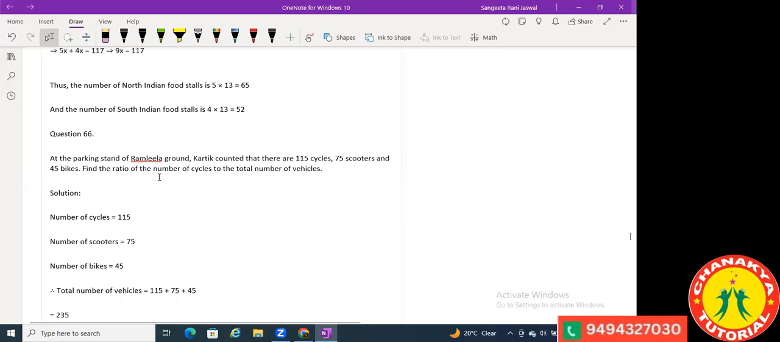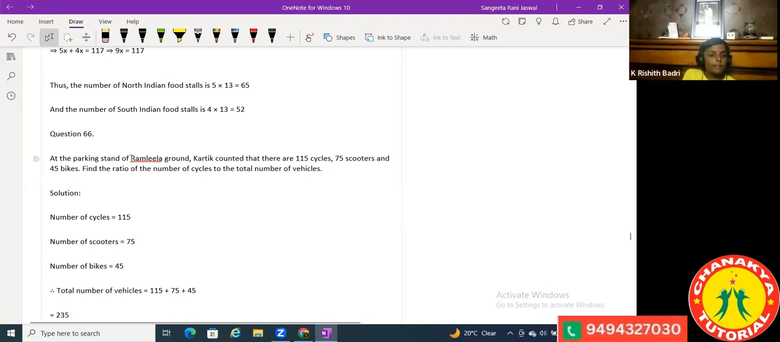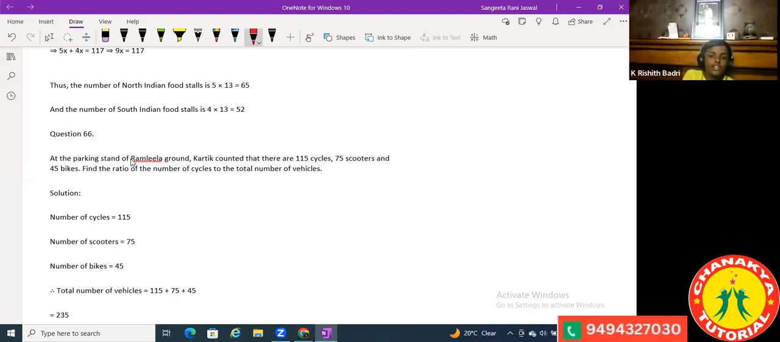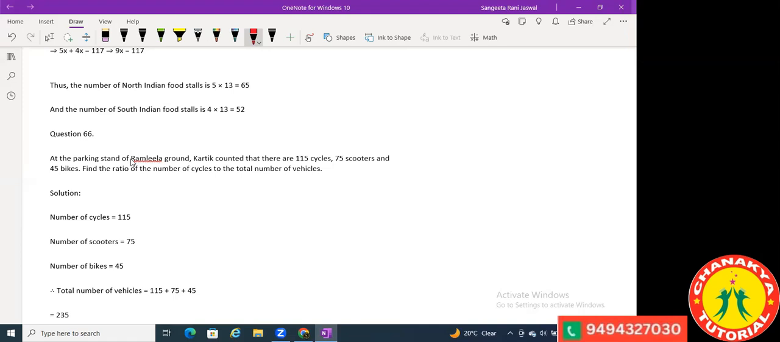Okay, do this. Question number 52. At the parking stand of Ramila ground, Karthik counted that there are 115 cycles, 75 scooters, and 45 bikes. Find the ratio of the number of cycles to the total number of vehicles. First, we need to add all the vehicles, ma'am. Yes, you have to add all the vehicles. Do it yourself.